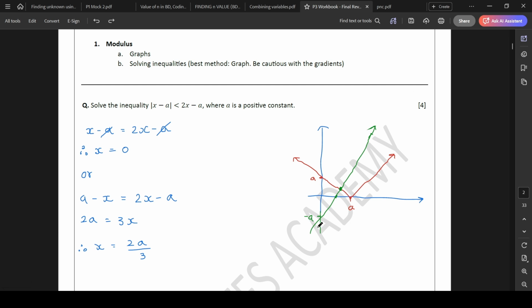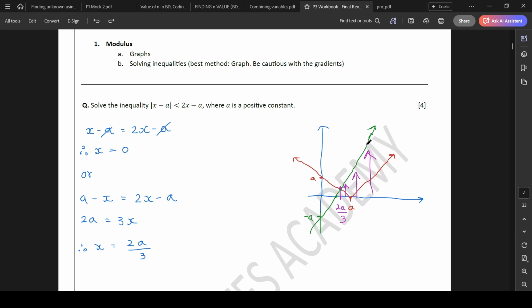I'm just going to highlight that part on my graph that this value over here is 2a by 3. Now, I just need to look either to the right side of 2a by 3 or maybe to the left side of 2a by 3, on which side my line is going to have greater y value as compared to the modulus. So if I look onto the right hand side of 2a by 3, I can clearly see at any given x value, my y value on the line is always greater than the modulus graph.